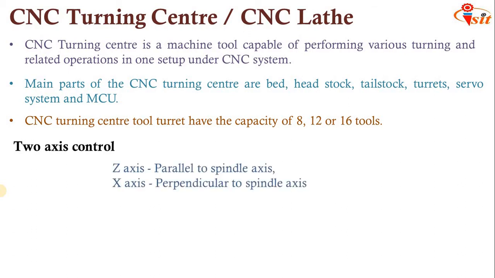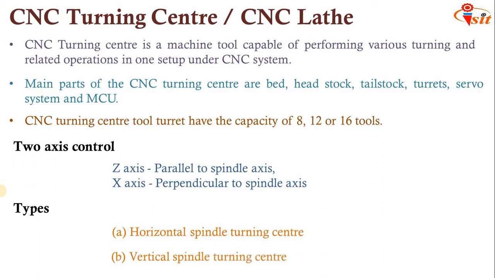It can be controlled by two axis control, that is, Z axis parallel to the spindle axis and X axis perpendicular to the spindle axis. Based on these two axis controls, there are two types of CNC turning center: based on Z axis parallel to the spindle axis, the horizontal spindle turning center, and based on X axis perpendicular to the spindle axis, the vertical spindle turning center.